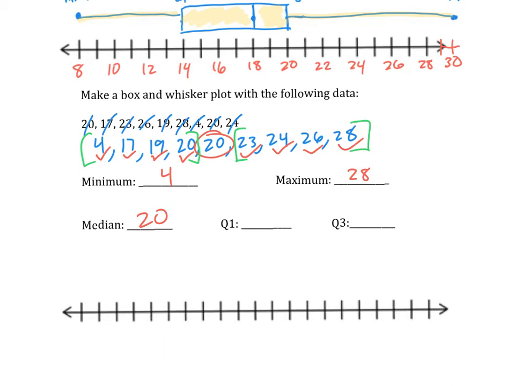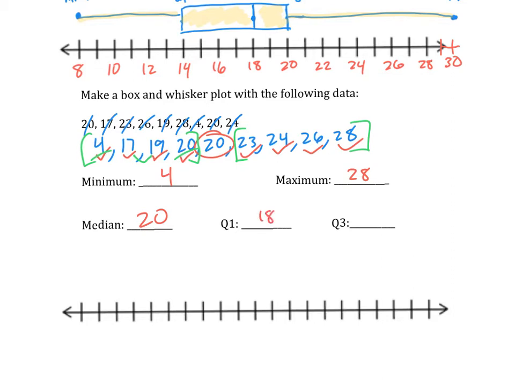Okay, so we'll find the middle of these data points. Well, we'll cross off 4 and 20, and then we're left with 17 and 19. And we want whatever number is right in between those. Well, they're only one number apart, so it's really easy to figure out. It's going to be the number 18.